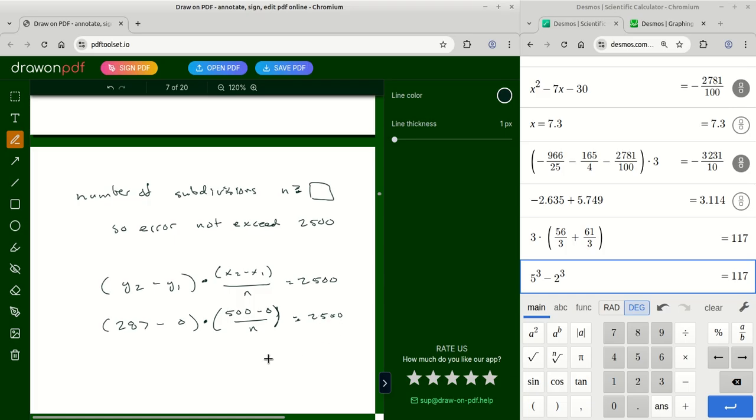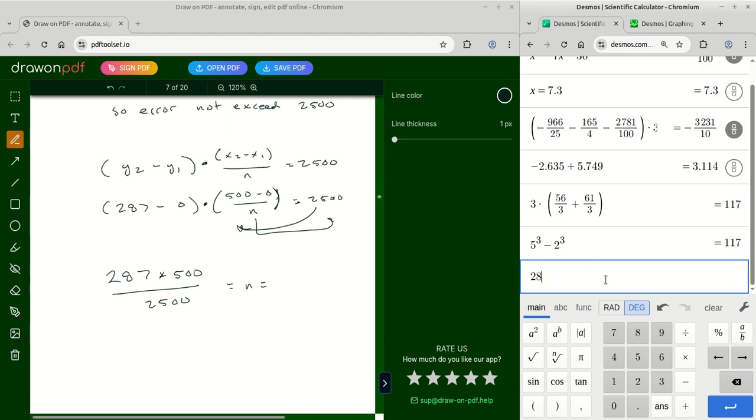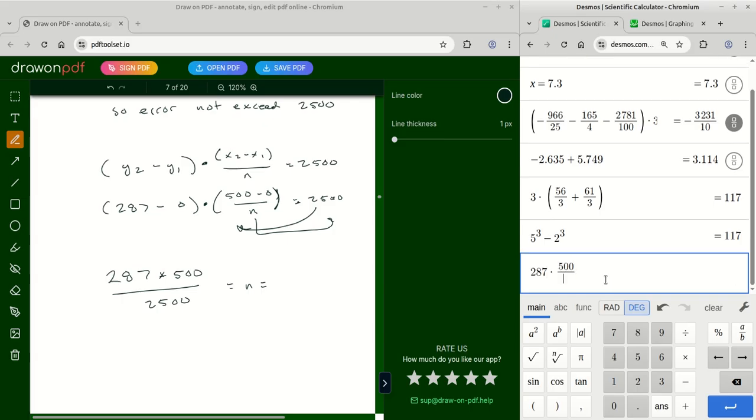So to get the answer, it's actually going to be pretty simple. I'm going to take the n and multiply it over here, and take the 2,500 and divide it to the other side. So we get 287 times 500 all over 2,500, and that's going to be equal to my n. This one I'll actually put into Desmos. Notice that the fraction looks kind of weird here. It doesn't matter. It's all being multiplied and divided. So I got 57.4.